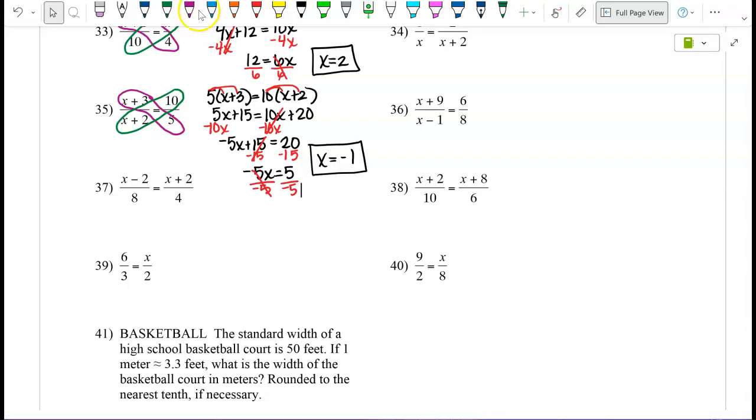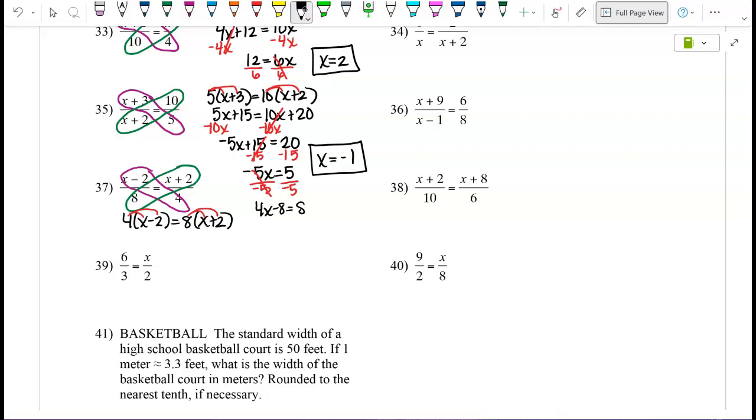All right, number 37, again, cross products here. 4 times the quantity x minus 2, 8 times the quantity x plus 2. So we start off 4 times the quantity x minus 2 equals 8 times the quantity x plus 2. Now we have to distribute on both sides. So I have 4x minus 8 equals 8x plus 16.